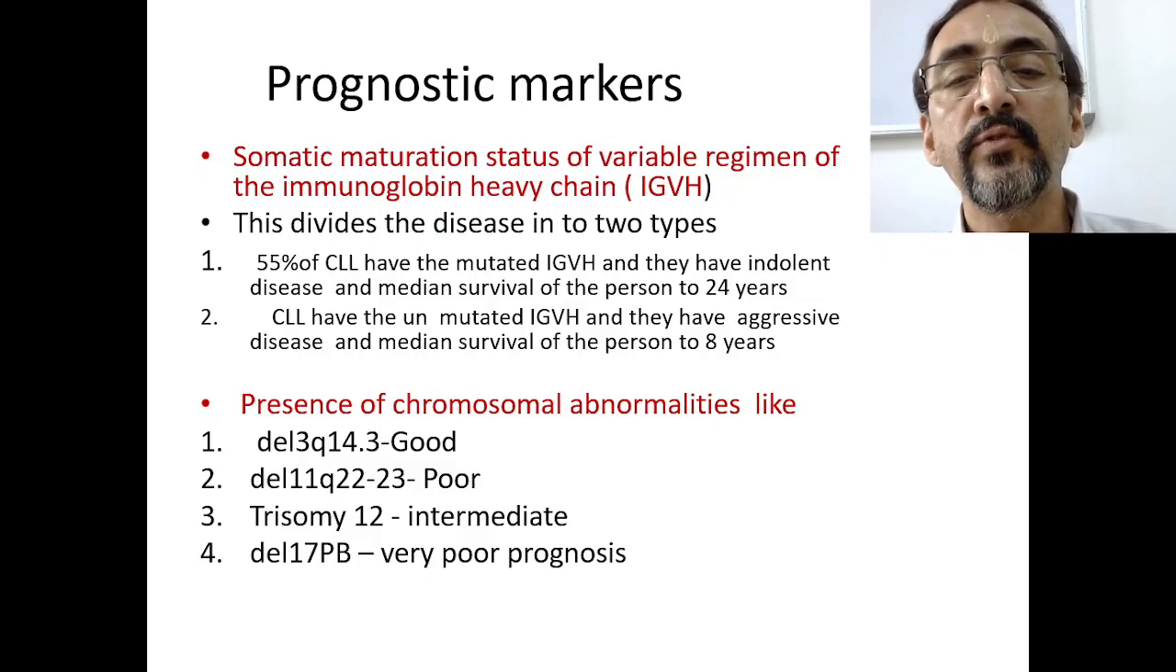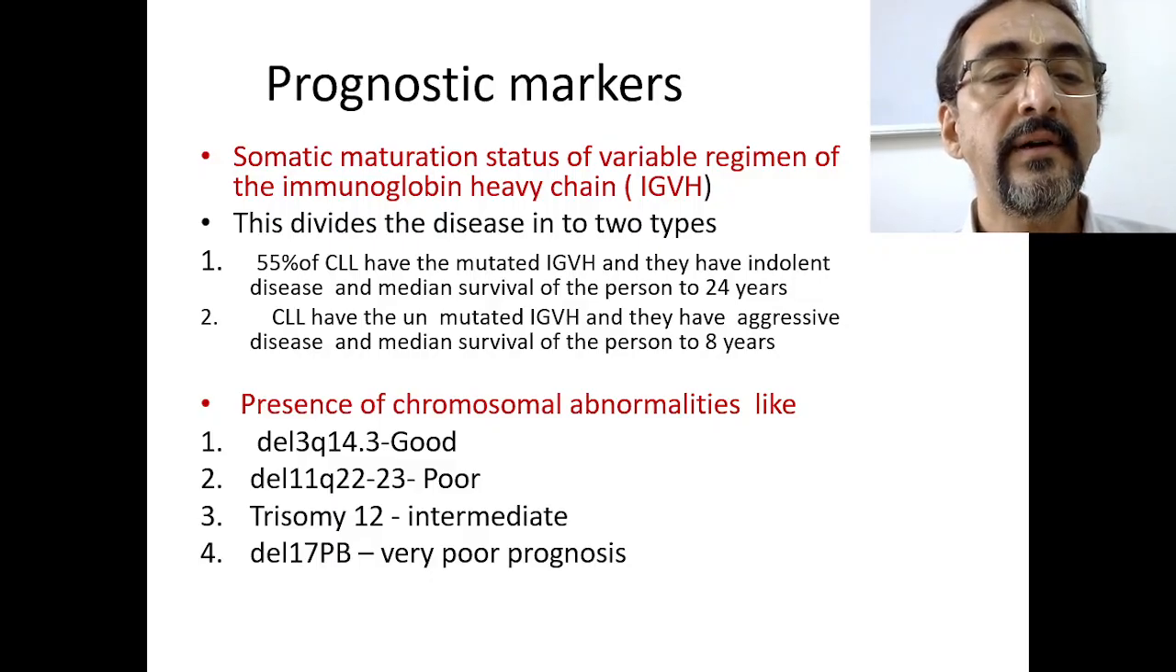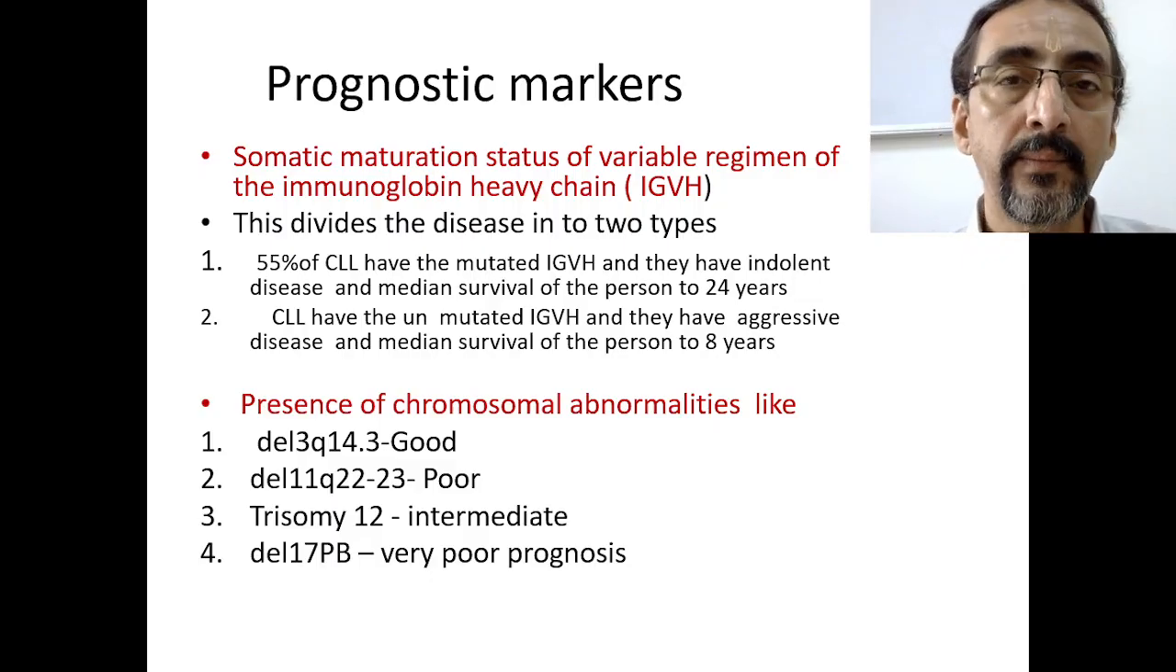The presence of chromosomal abnormalities like deleted 13q14.3 is good, whereas deleted 11q22.23 is poor, trisomy 12 is intermediate, and deleted 17p is a very poor prognosis.